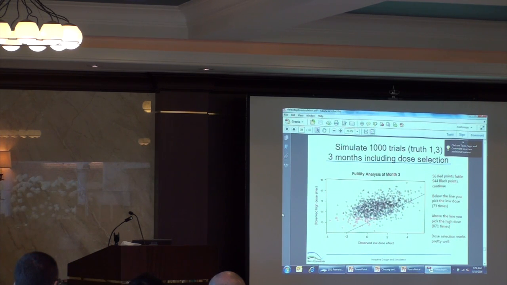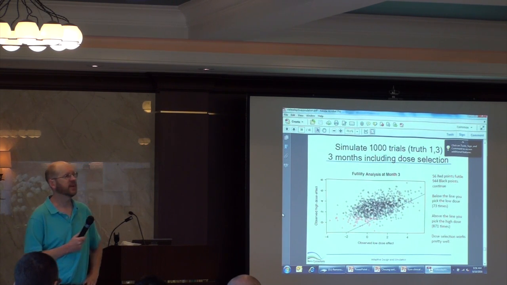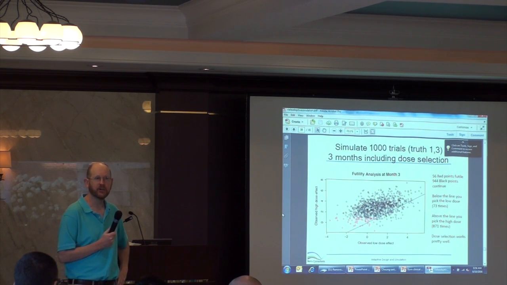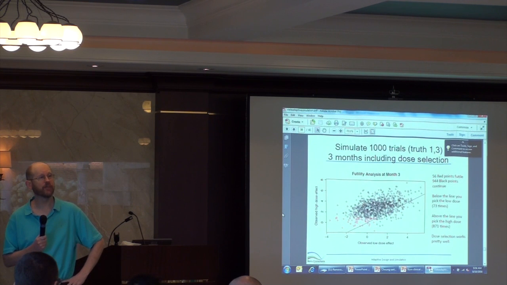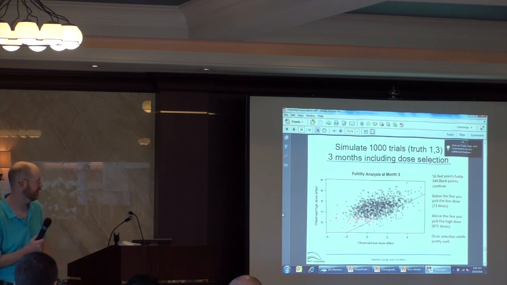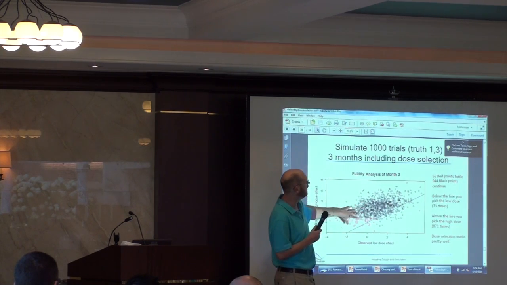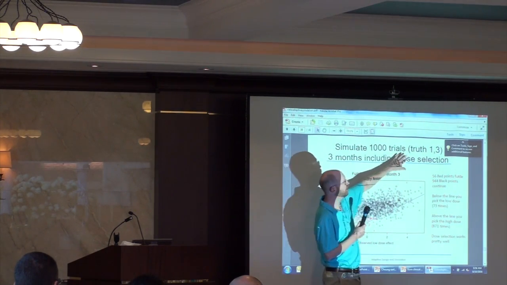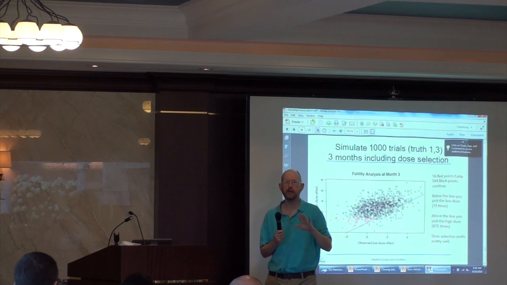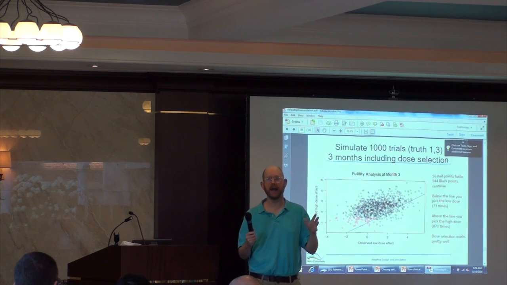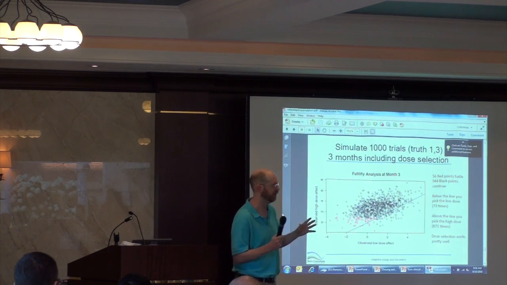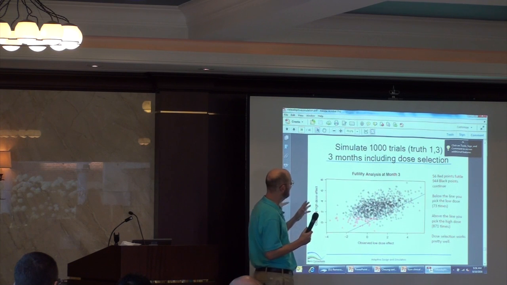The other aspect of this that I can do by simulation is dose selection. I know that the high dose is better than the low dose. How often do I get the right dose? So these are the 1,000 simulated trials when I have a good drug. I'm not particularly worried about what dose is selected when I have a bad drug, because those are likely to be failed trials, negative trials, anyway.